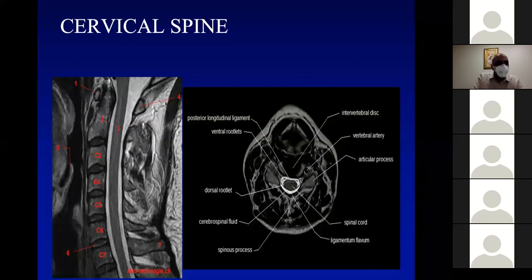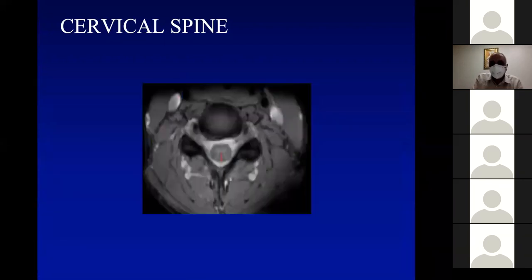MRI of the cervical spine, last 5 minutes on it. Spinal cord, again, the same alignment. They are well aligned. They are all smooth curves. Various vertebral bodies identify on the axial image. You identify the spinal cord and various structures. You would also be able to identify the muscles.